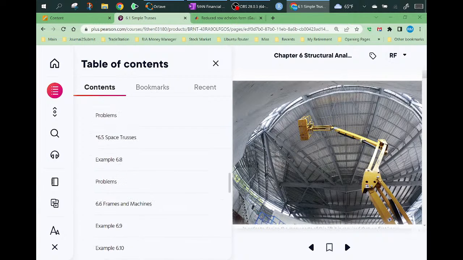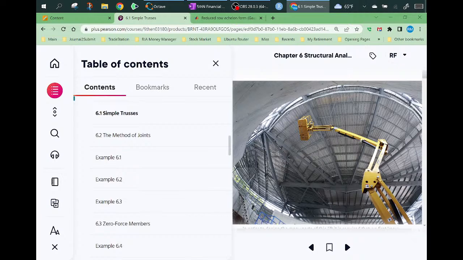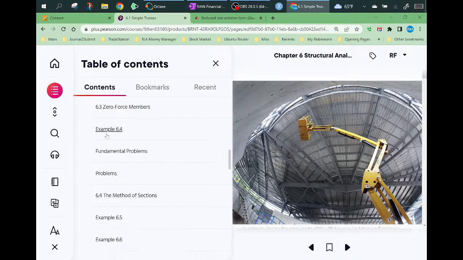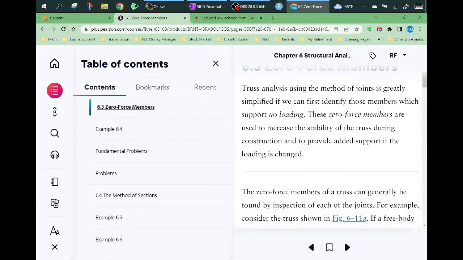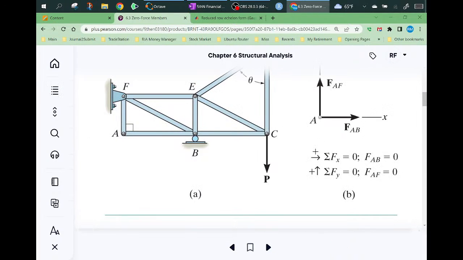Then it jumps around. Okay, so we're not going to look at space trusses right now. Method of joints, we talked about that. Then zero force member, method of sections. So I'll talk about zero force members for a few seconds, but we just did. Although he may not give us, well, it's probably pretty good.